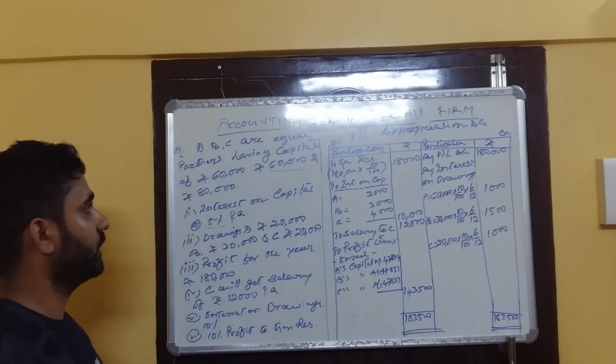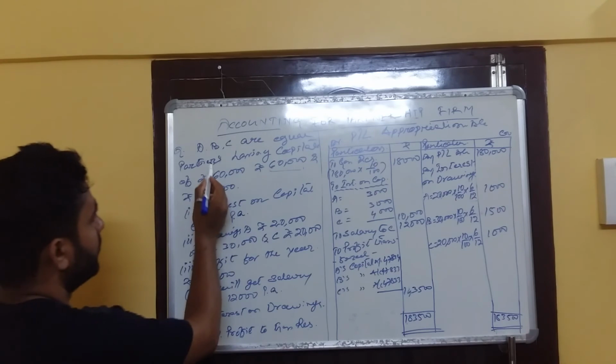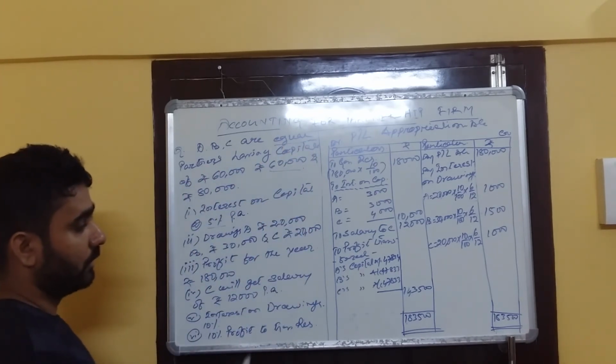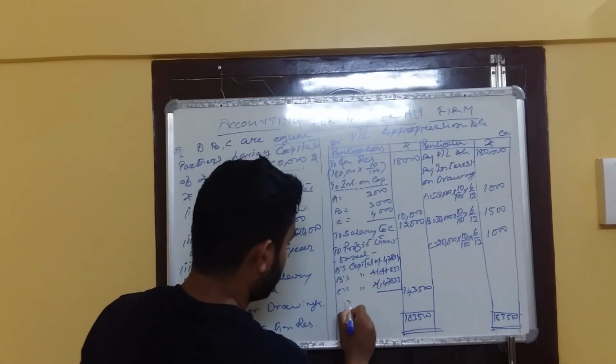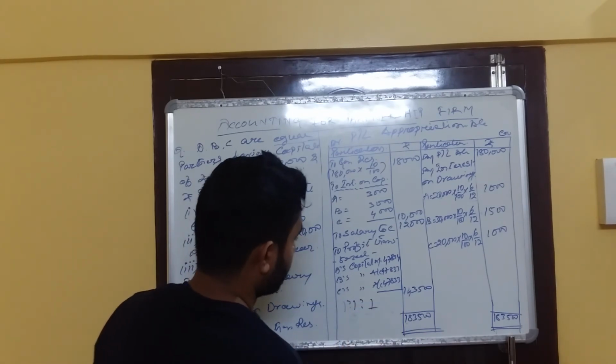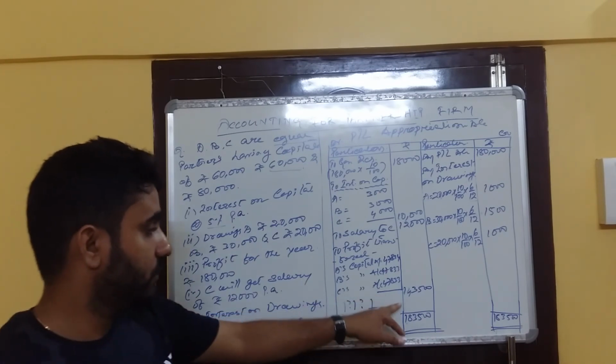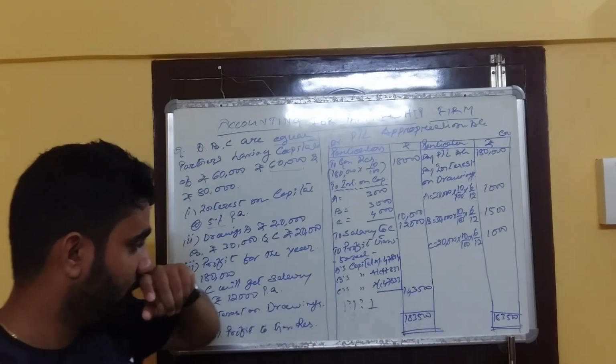Now we need to see what the profit sharing ratio is. See here, it is given that A, B, C are equal partners. Equal partners means their profit sharing ratio is 1:1:1. So I divided this 1,43,500 equally.